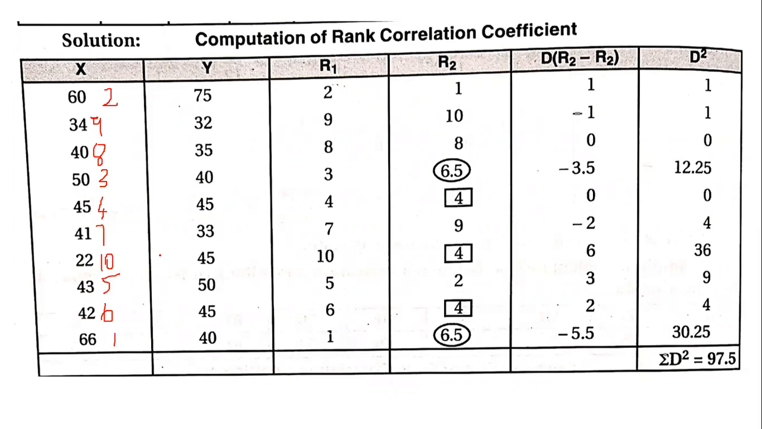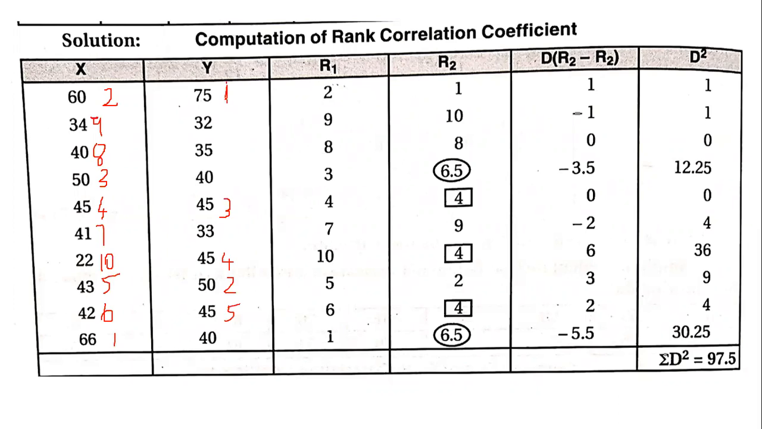Now, going on further to the calculation of Y, where we have to assign the ranks. Again, the highest number in this Y is 75. So 75 will be the first rank, and the second rank after 75, the next highest is 50, and there is no repetition. So 50 is the second rank. Now after 50, the next highest is 45, but 45 is repeated 3 times. So let us take this 45 as third rank, this 45 as fourth rank, and this 45 as fifth rank.